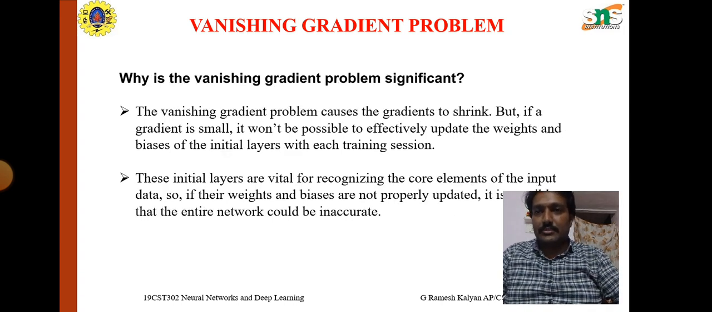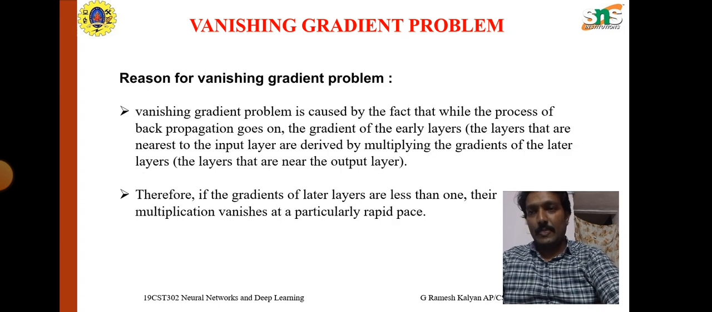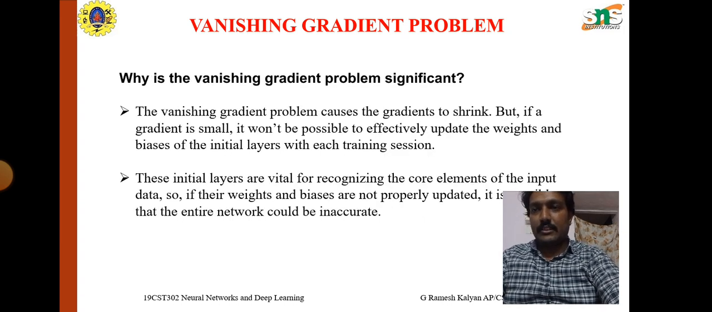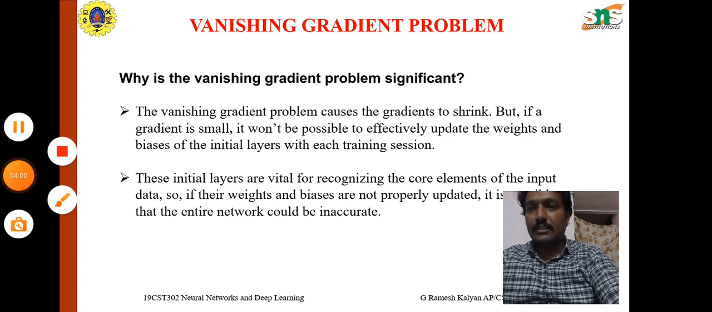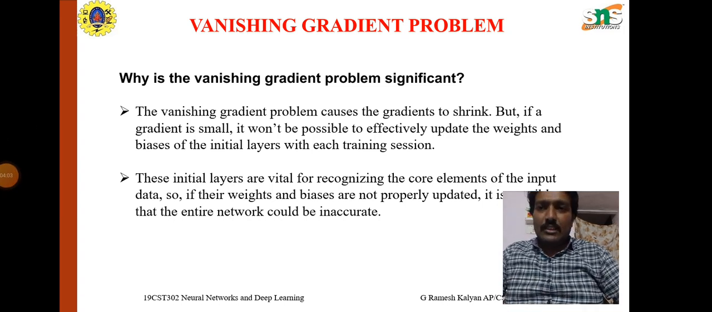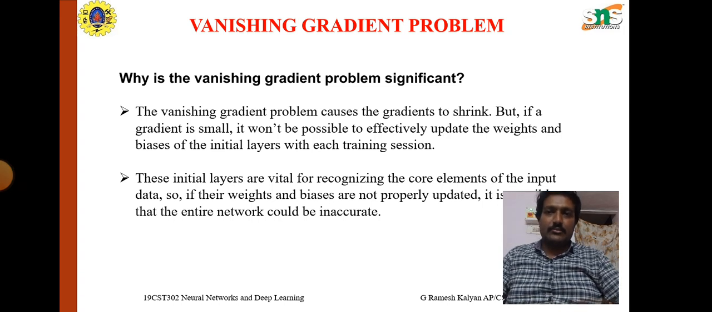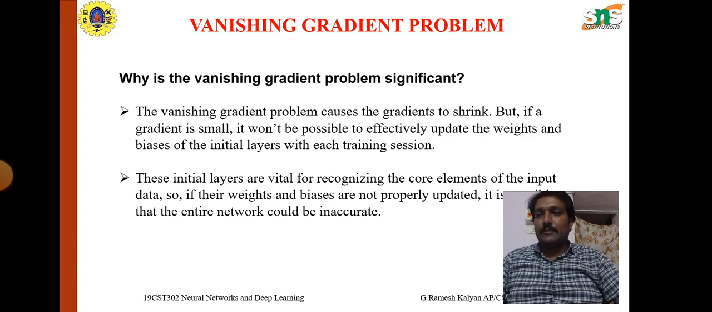So why is the vanishing gradient problem significant? It causes the gradients to shrink, as we saw previously, and the size reduces rapidly. But if a gradient is small, it wouldn't be possible to effectively update the weights and biases of the initial layers with each training session. These initial layers are vital for recognizing the core elements of the input data. So if their weights or biases are not properly updated, the entire network could be inaccurate.